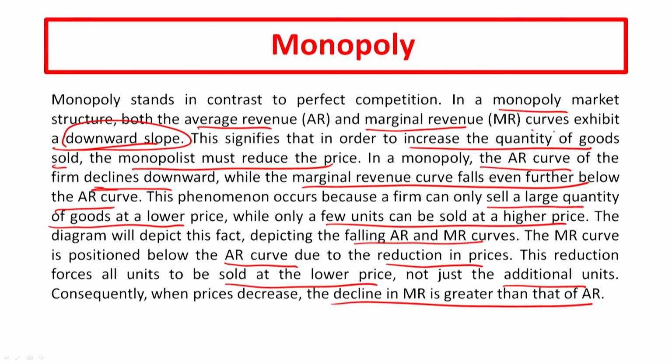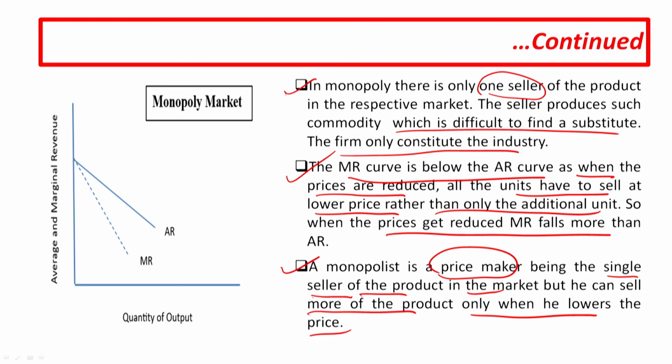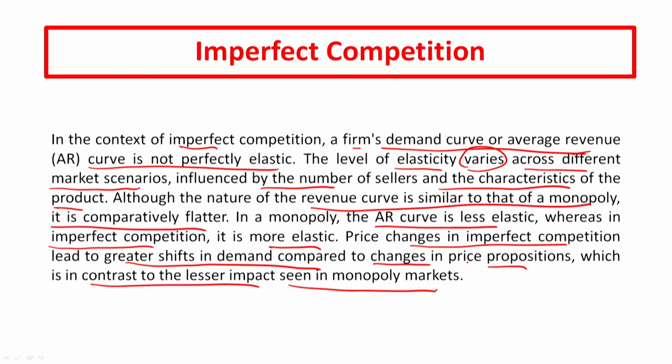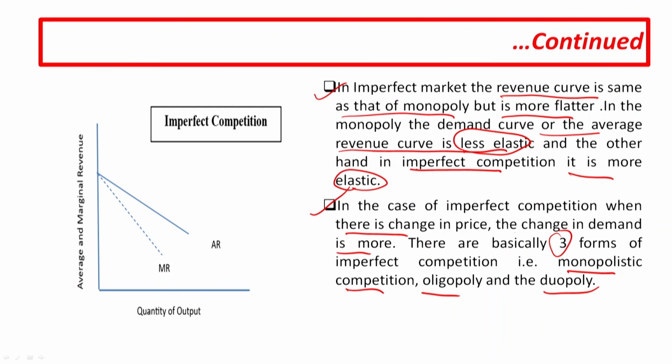Then we talked about monopoly, where the AR and MR curves are downward sloping and there is only one seller. MR is below the AR, and a monopolist is a price maker. Then we talked about imperfect competition, and the diagram, where the only difference is that it is flatter. In imperfect competition we have three different forms: monopolistic competition, oligopoly and duopoly.